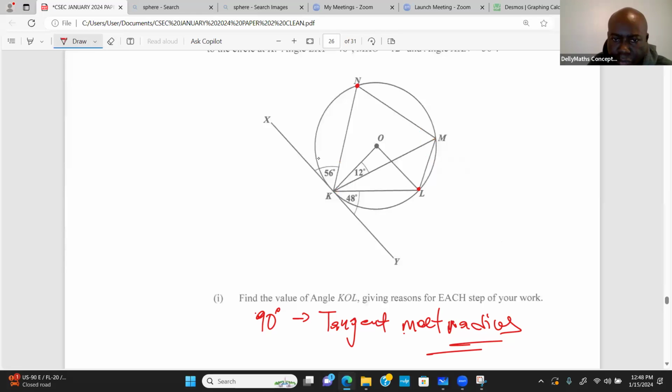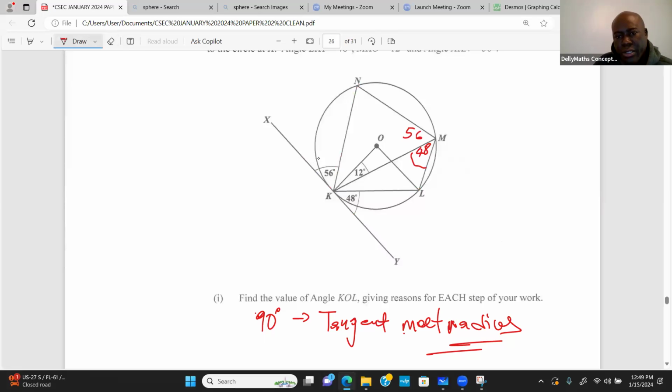I could use the alternate segment theorem, where an angle between a chord and a tangent is equal to the angle in the alternate segment. So this is going to be 48. And then this is going to be 56 for this one. So I'm going to use alternate segment. It's less working. All right. So let's do the alternate segment. So it means then this is 48, and this is 56.